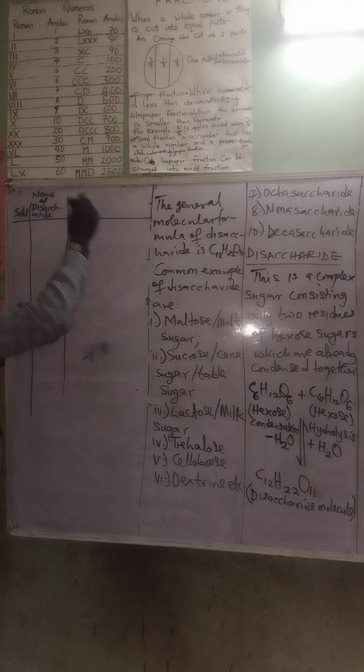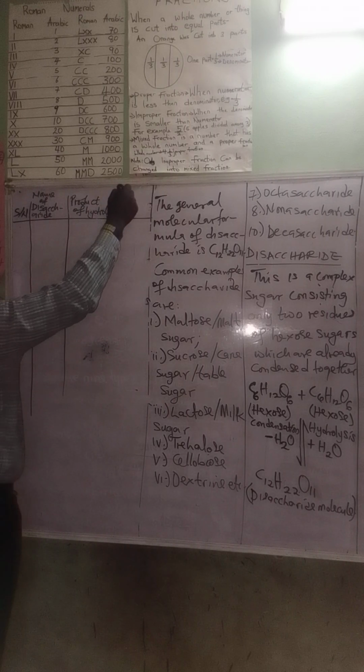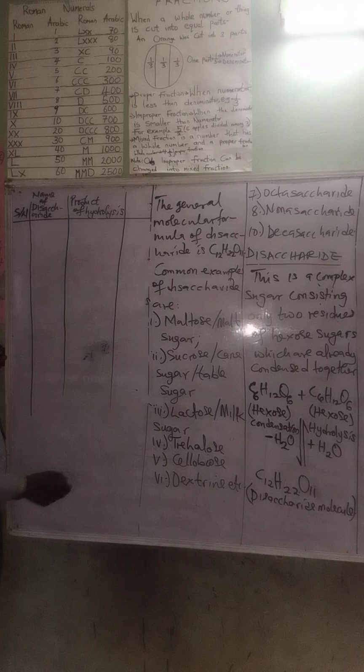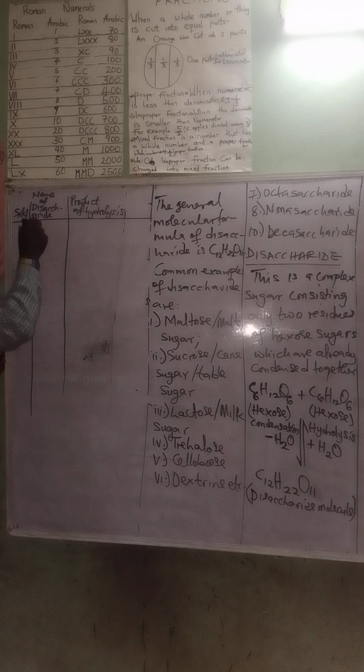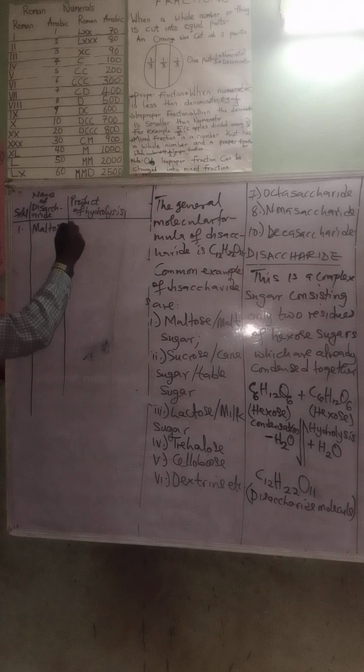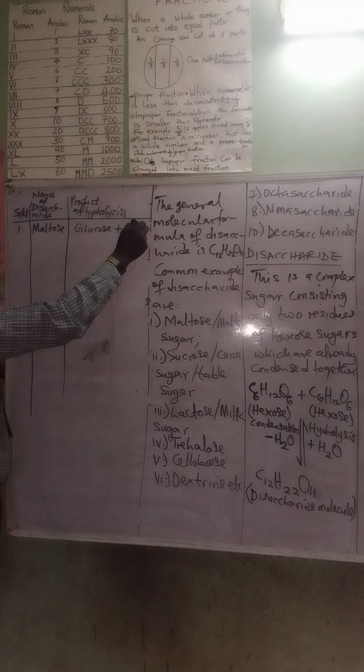Then, products of hydrolysis. Product of hydrolysis. Okay. Now, number one, we have maltose. Product of hydrolysis means when you digest it, what are the two simple sugars that will be produced? Maltose, glucose plus glucose.